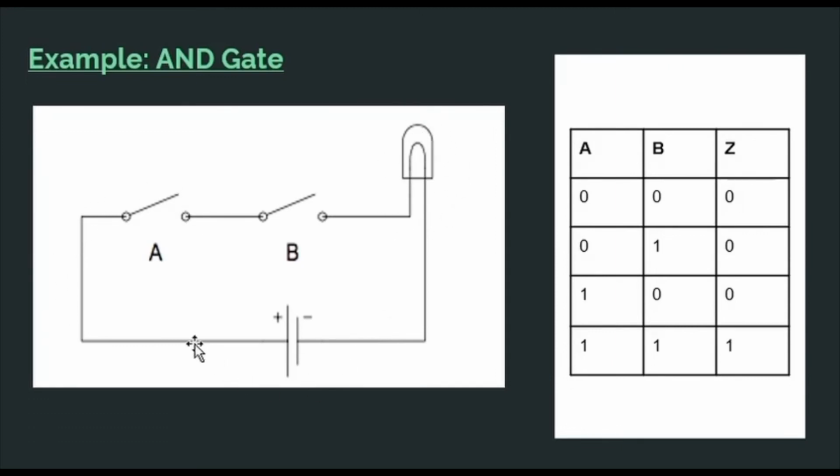So let's see here if we have 0, 0. This means that the switches are open, so the lamp is not going to light up. The second case is when A is 0 and B is 1. This means that B is going to be closed, but A is still going to be open, so the current is not going to reach the lamp as well. The third case is the same thing, and finally the fourth case is when the current is going to reach the lamp and it's going to light up.